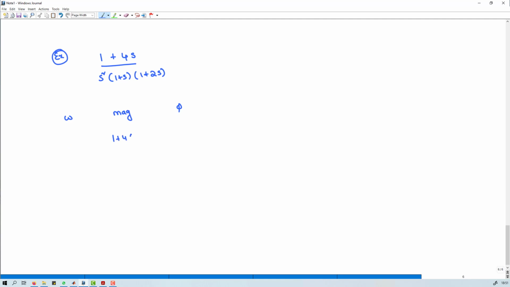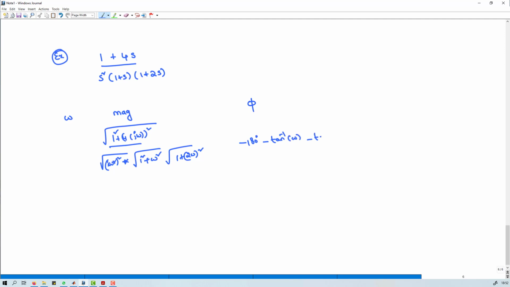We'll write the magnitude as 1 plus 4s, that is 1 plus 4j omega, so that is square root of 1 square plus 4 omega square, divided by omega square into square root of 1 plus omega square into square root of 1 plus 2 omega square. So we can easily find everything. And for the phase, phi is equal to minus 180, because s square is there, minus tan inverse of omega by 1 minus tan inverse of 2 omega by 1. Whenever there is a numerator, we have to add the angle, that is tan inverse of 4 omega by 1. For the denominator we are subtracting, so simultaneously we are writing.